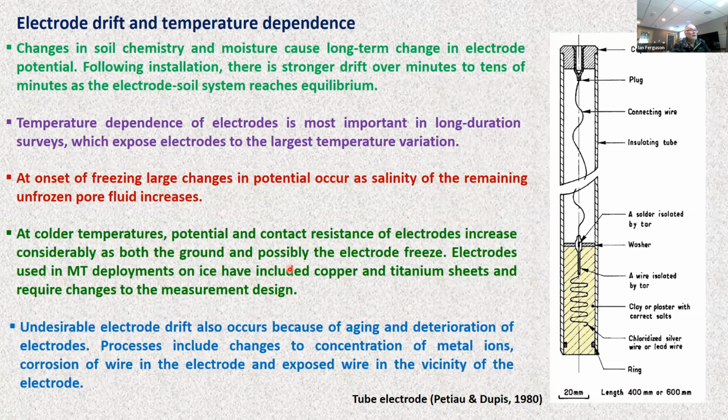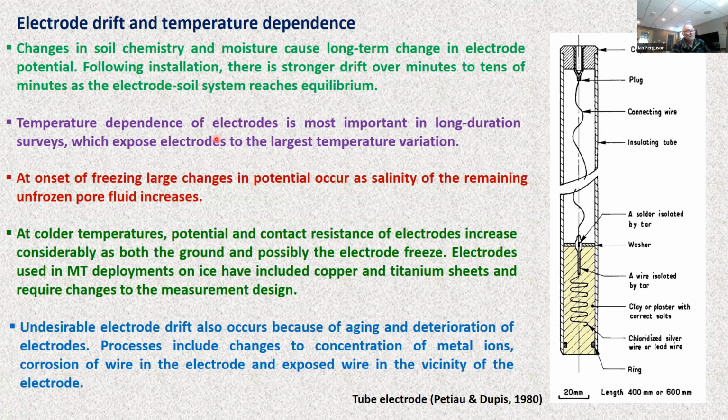Okay, a few words on electrode drift. And this figure is just showing a typical metal-metal ion electrode. As mentioned, soil chemistry and moisture changes can cause long-term change in electrode potential. Following installation, there's a stronger drift over minutes to tens of minutes associated with the dissipation of the contact potential.